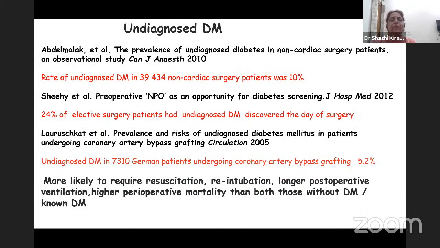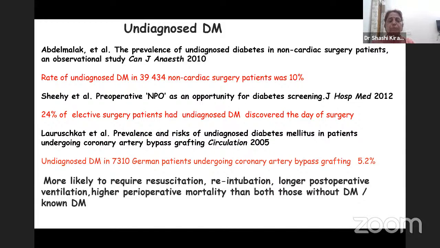Then I would like to talk about undiagnosed diabetes mellitus. There have been various articles in the literature which describe that the rate of undiagnosed diabetes mellitus is as high as 10%. And the patients who are having undiagnosed diabetes are diagnosed at the time of surgery, or maybe during the emergency surgery, just when you have diagnosed that patient with diabetes.